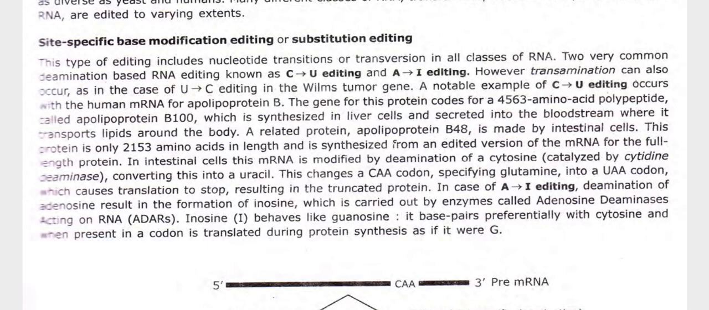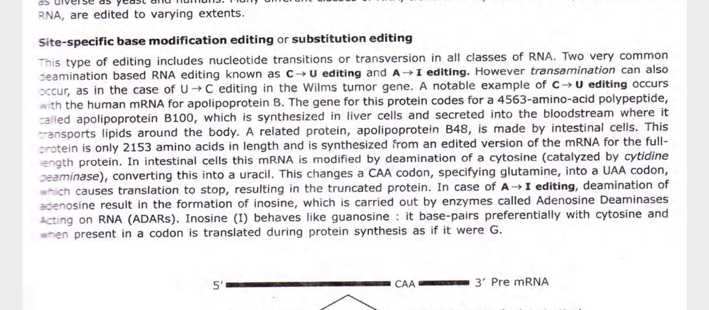In intestinal cells, this mRNA is modified by deamination of a cytosine, catalyzed by cytidine deaminase, converting it into uracil. This changes a CAA codon specifying glutamine into a UAA codon, which causes translation to stop, resulting in the truncated protein.